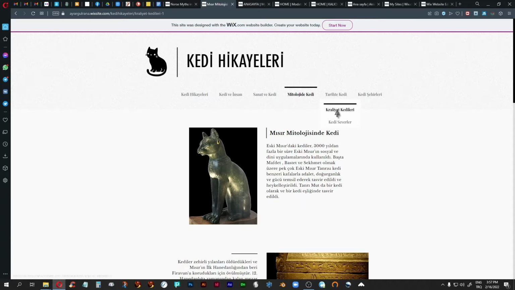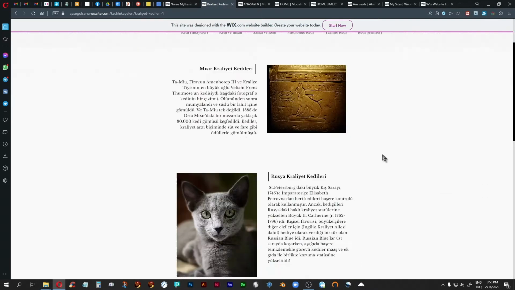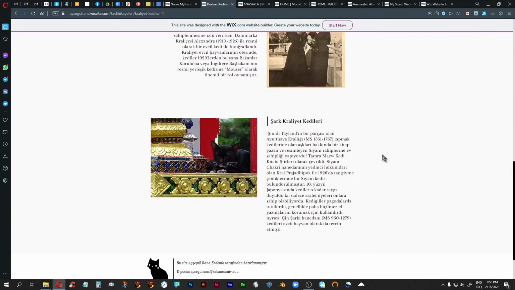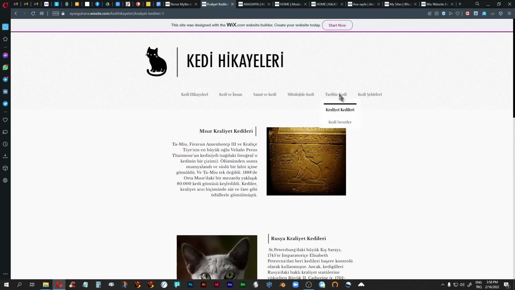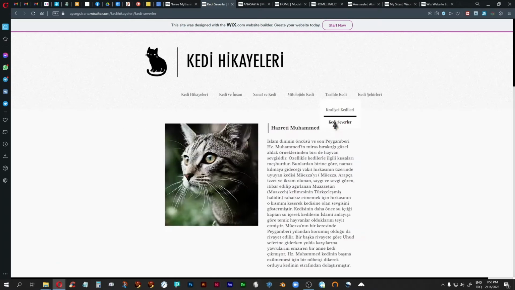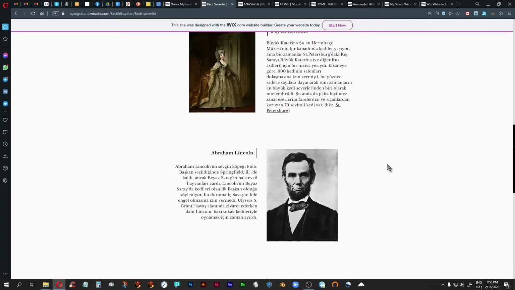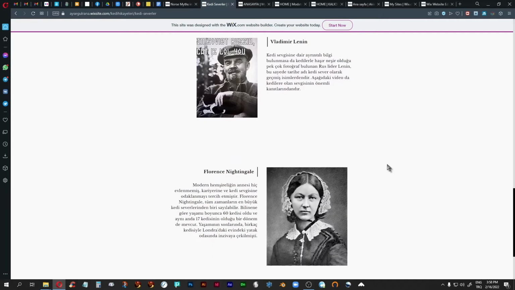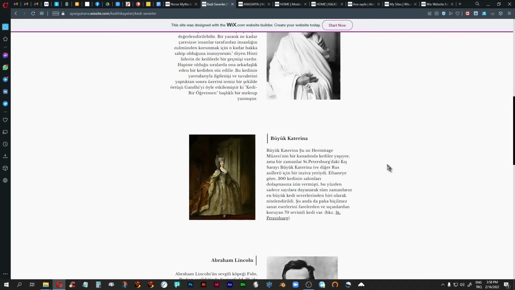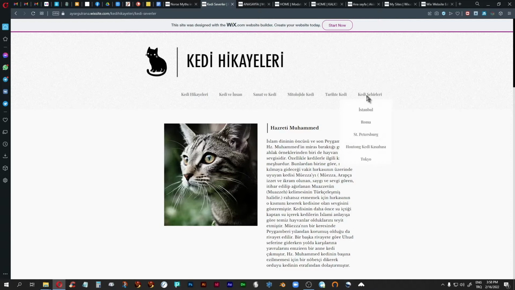Cats in history. So there are royal cats, apparently, that she found out about. And then she also found out about cat lovers in history. So Muhammad is very prominent. Gandhi, Katerina, Lincoln, Lenin, Florence Nightingale, these were big cat lovers, apparently. And then she also has cat cities, because there are some cities in the world that are very famous for their love of cats. Istanbul is, of course, top of the list, as anybody who lives in Istanbul will already know, but then there are others as well.